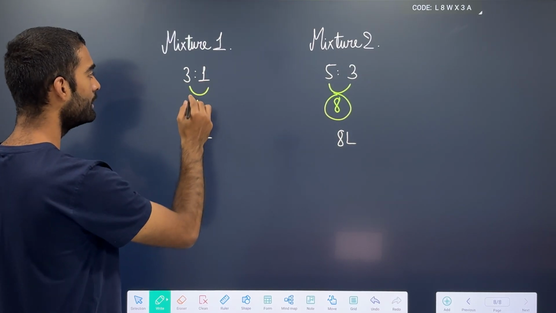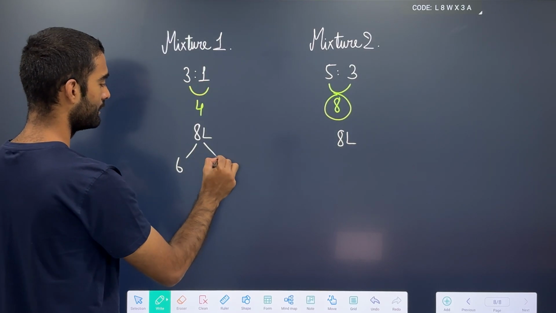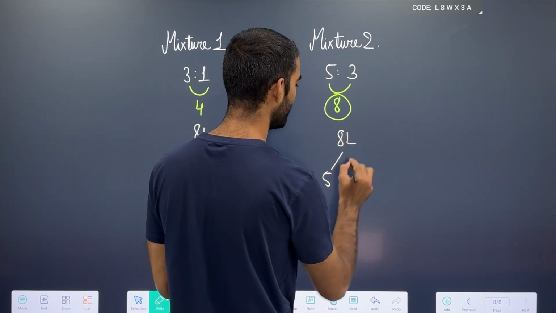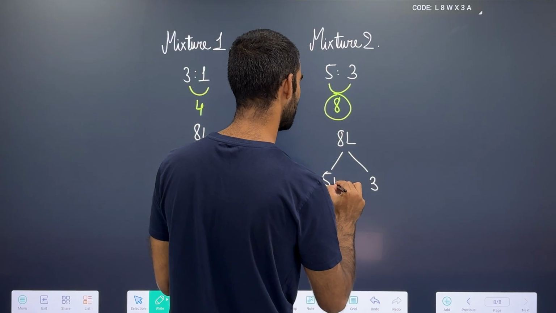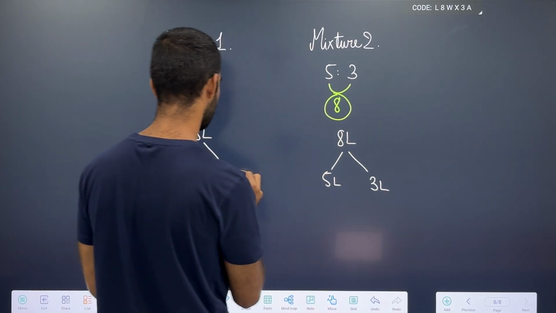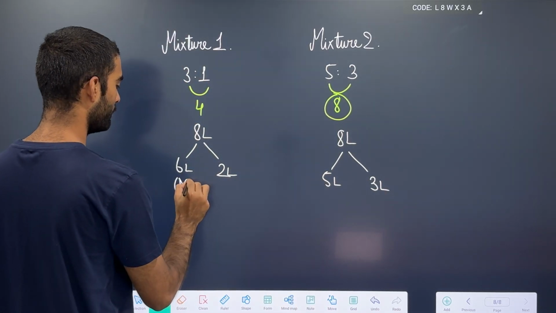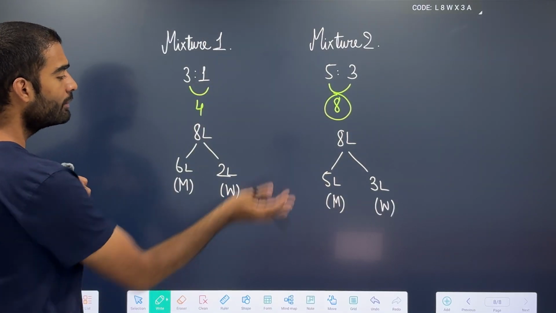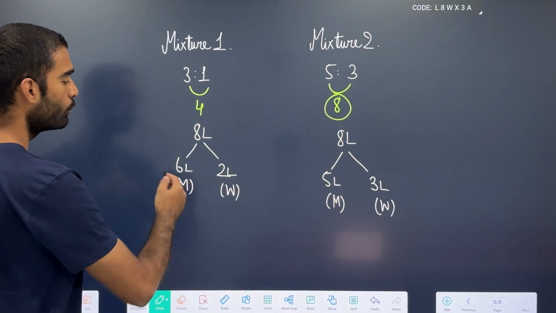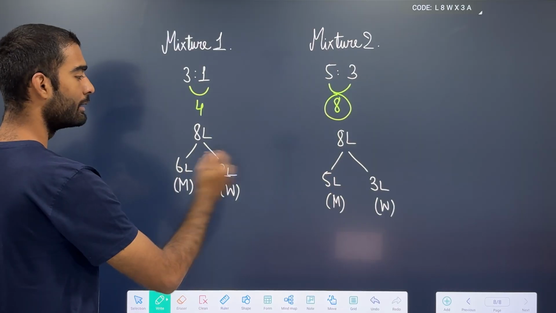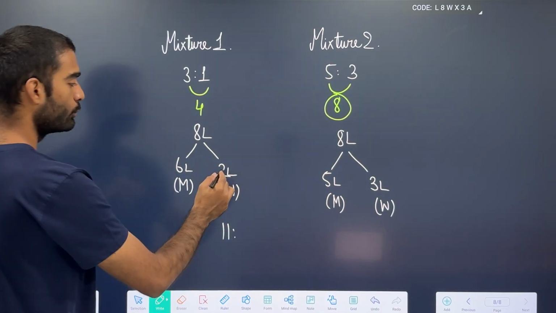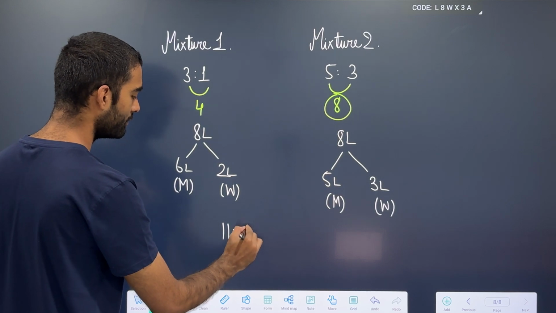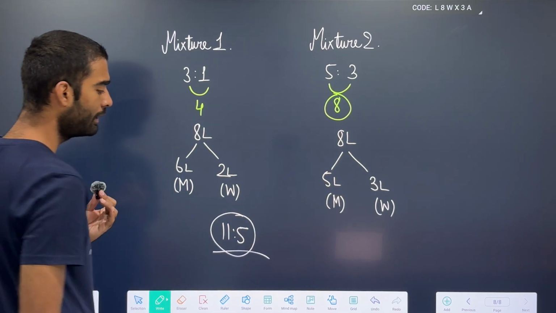So it's going to be 6:2. And this is 5:3. So it's going to be 5:3. These are liters. This is milk, water. Now you see, when we mix these two mixtures, the total quantity of milk will be nothing but 6 plus 5, that is 11. And total quantity of water will be nothing but 2 plus 3, that is going to be 5. So this is going to be our answer.